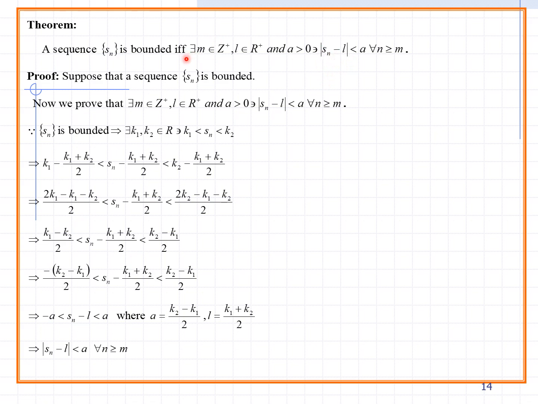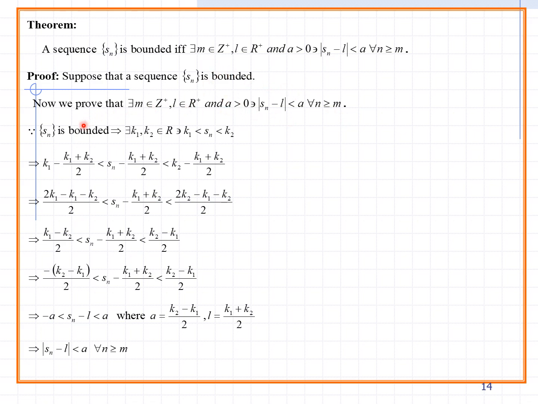Because the lower value is there, at the same time the upper value is there. Let us see the proof. Suppose that a sequence Sn is bounded. Now we can prove that there exists M belongs to Z plus, L belongs to R plus and A greater than 0, a positive value, such that modulus Sn minus L less than A for all n greater than or equal to M. You can take the bounded condition to prove this.